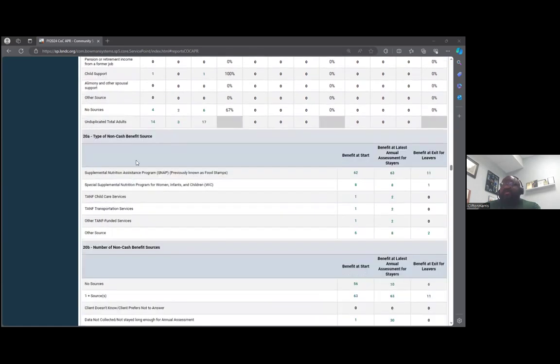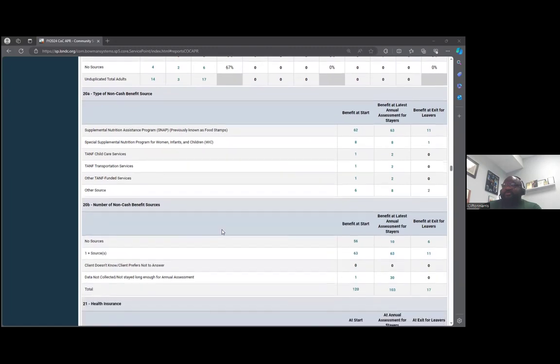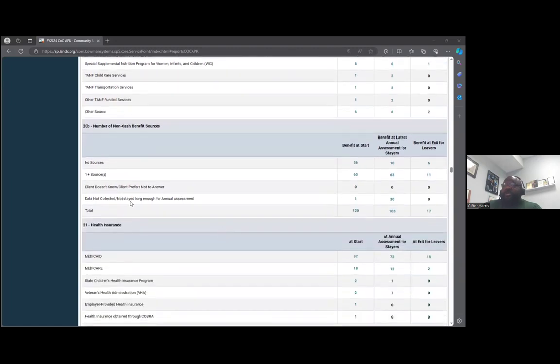20A is the type of non-cash benefit source. And so that's just anybody that has food stamps, WIC, TANF, etc. 20B is the number of non-cash benefit sources.